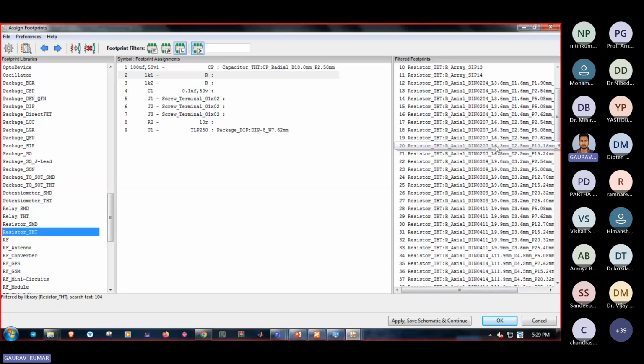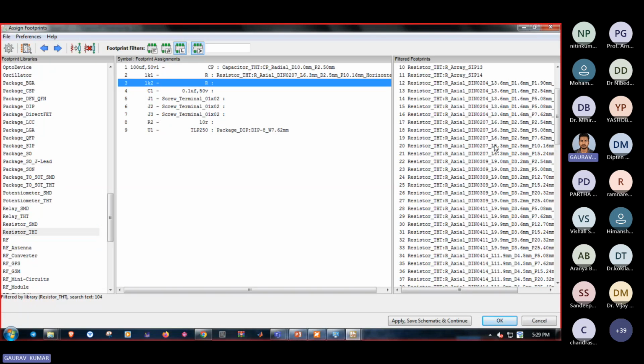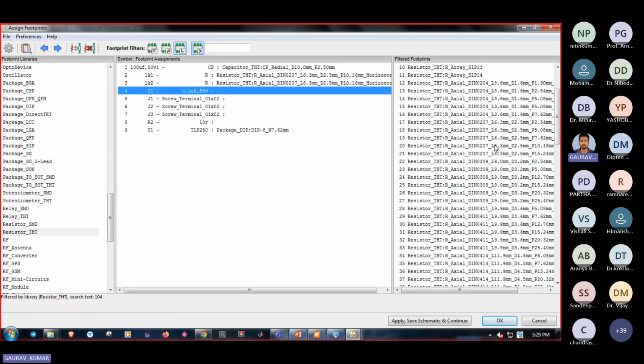You have to double click it to select. Actually, I was pressing single click and then pressing OK. That's why it is closing again. So the same for the other resistor also, and the 0.1 microfarad capacitor.